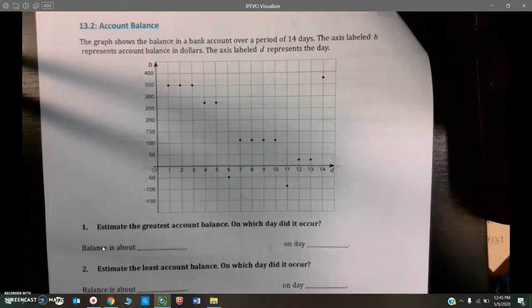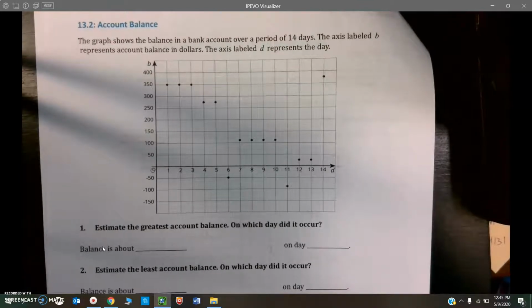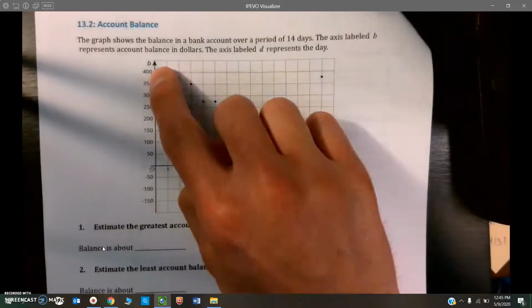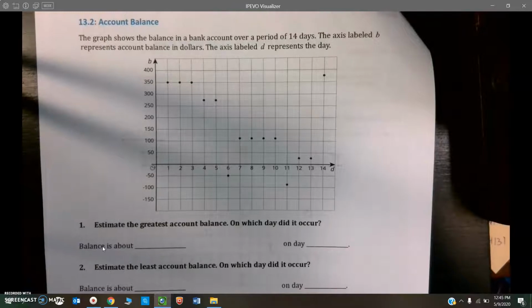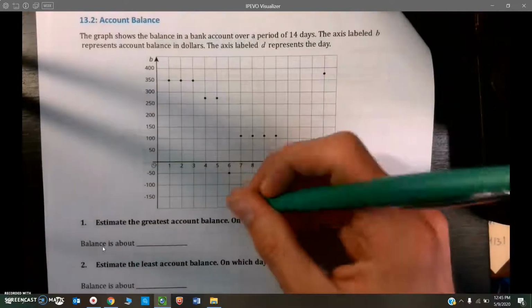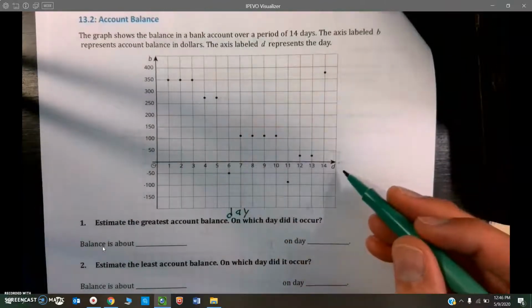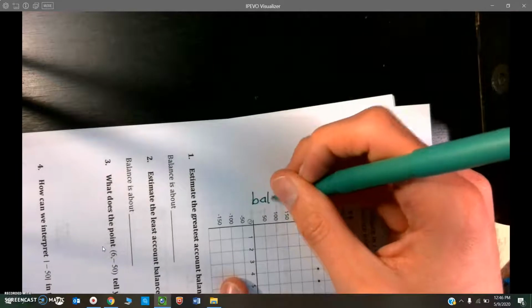So now here's where our lesson really begins, where we are using coordinate planes to talk about real-world contexts. The graph shows the balance in the bank account over a period of 14 days. The axis labeled B represents the account balance in dollars, and the axis labeled D represents the day. I'm going to add to this just to help me remember. So the x-axis, or the d-axis in this case, is the day, and this is the balance, which is how much money you have, essentially. A lot of times it's helpful to have those labeled.